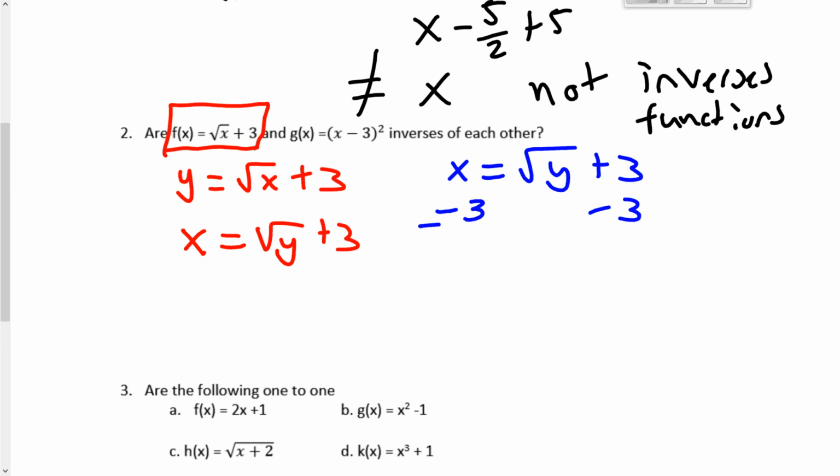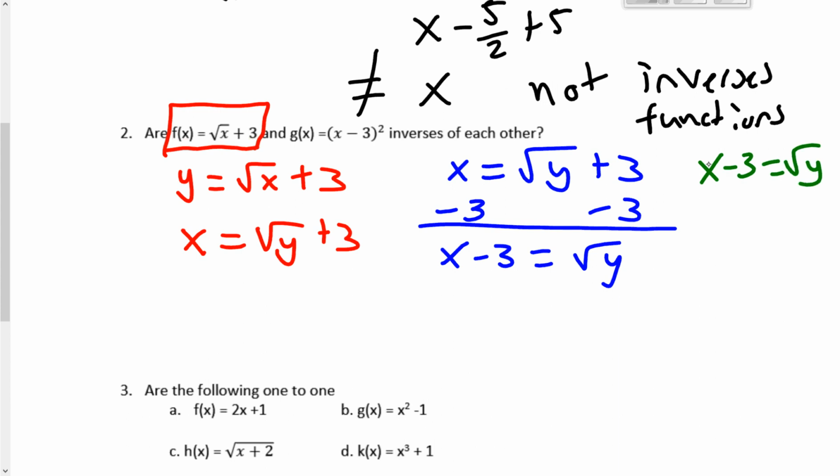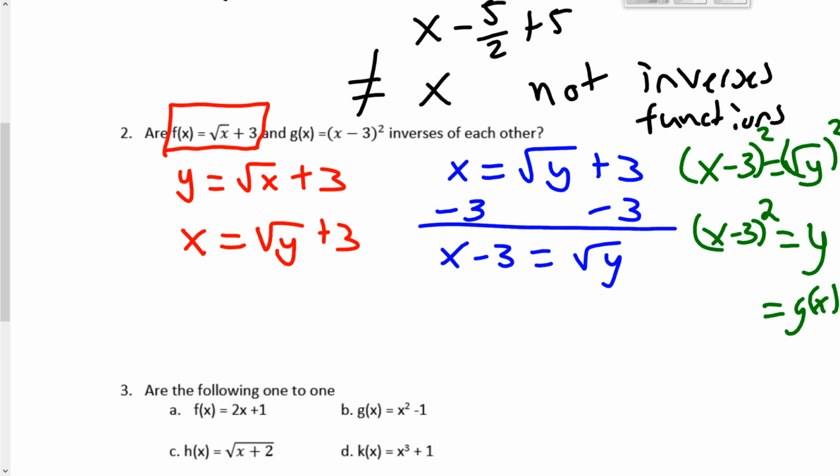So x minus 3 equals square root of y. Square both sides. So that is y equals x minus 3 quantity squared. And is that what my other function looks like? Yes. So that is equal to g of x. So yes, they are inverses of one another.